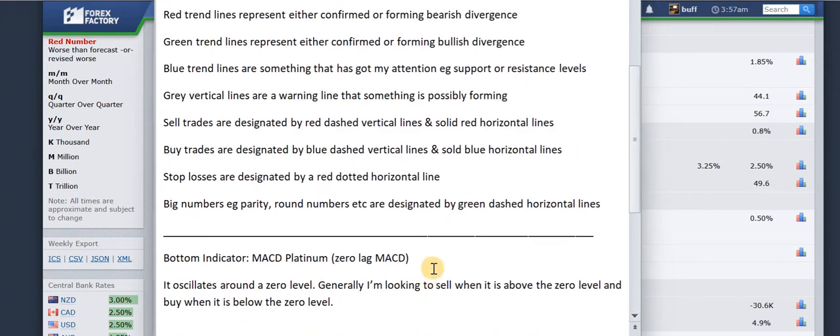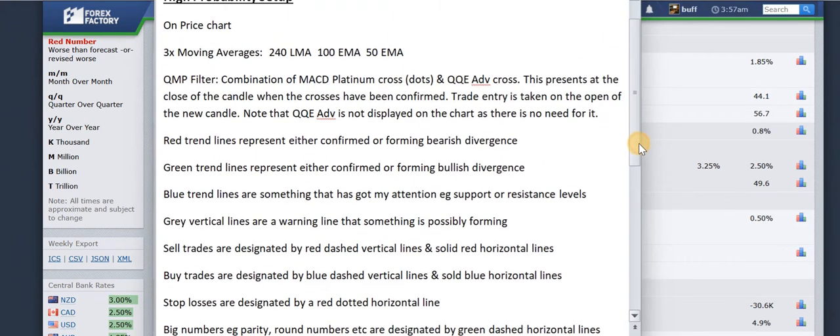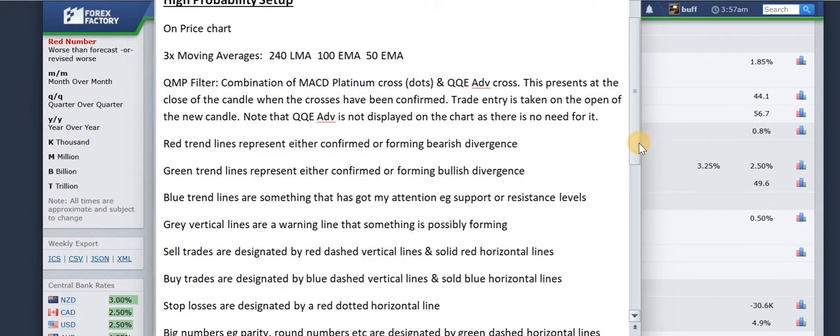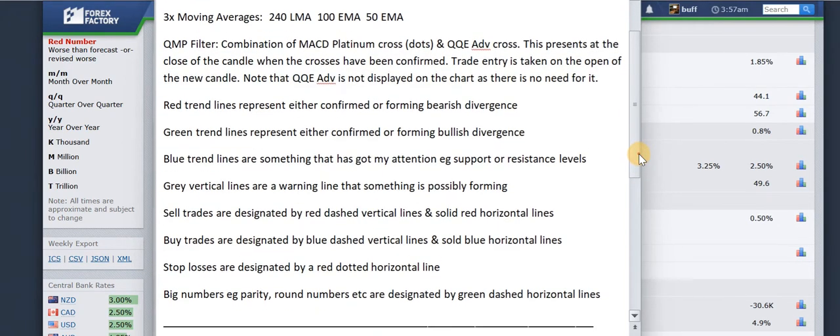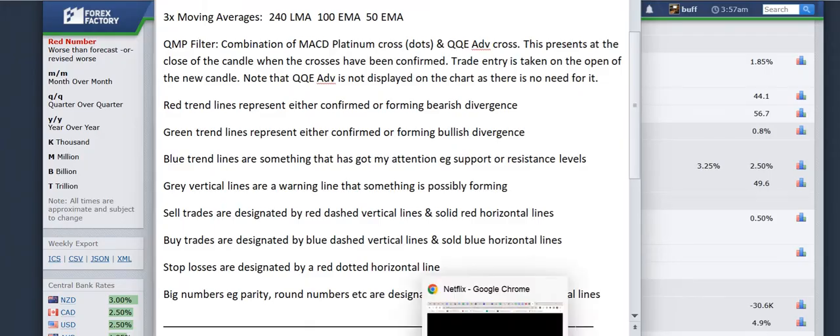And the main indicator down the bottom below the price charts is MACD Platinum. It's like a normal MACD, except it's a zero lag MACD. It oscillates around the zero level. Generally, I'm looking to sell when it's above the zero level and buy when it's below the zero level. But you'll see all that on the video when we go through the charts. It's just that Word document that explains a few things. All right, let's get on to the charts.